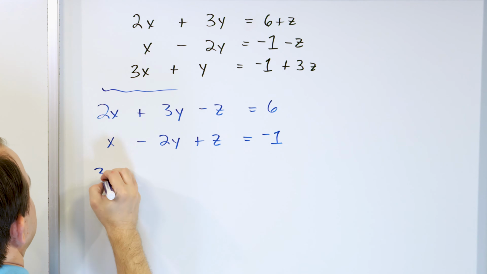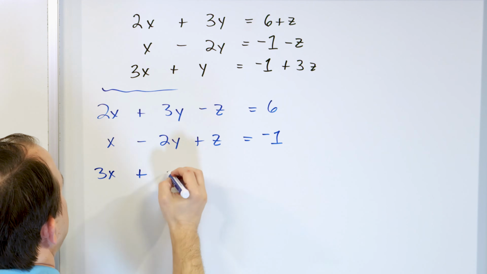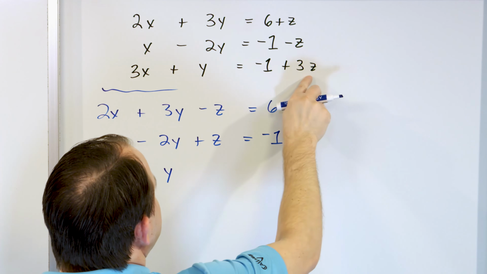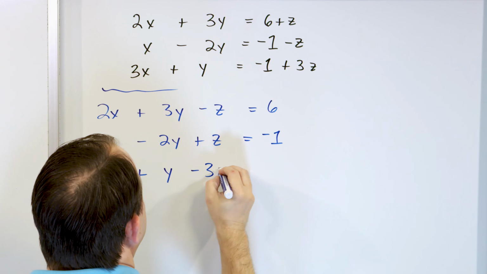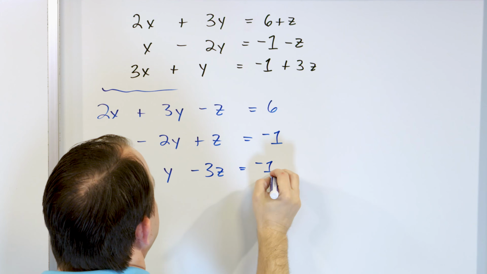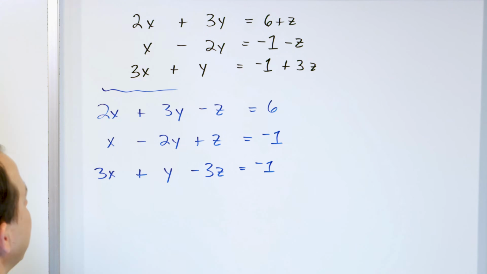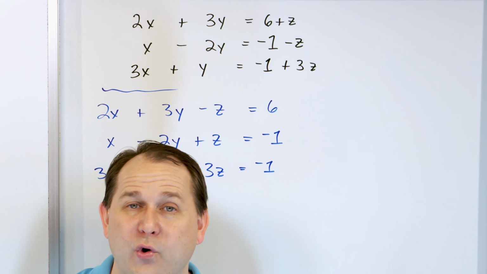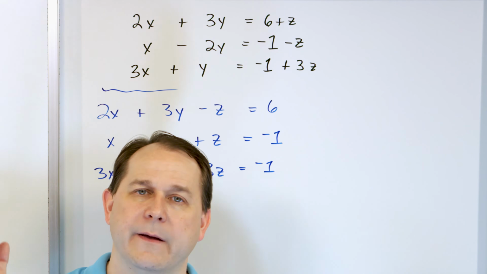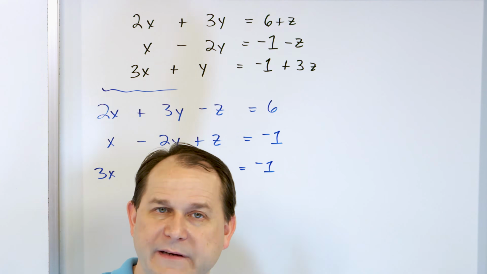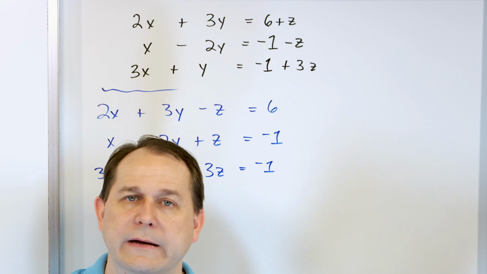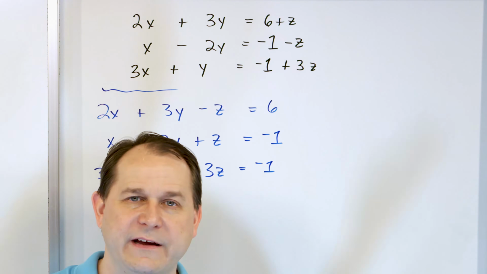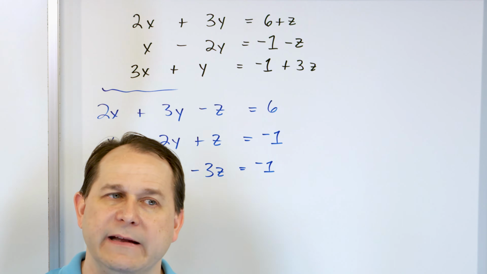Finally, I'll have a 3x plus y, and I have a 3z. Let me subtract the 3z on the left, and on the right I'll have that -1. I just subtract 3z from both sides. Now this set of equations looks exactly, or at least it's cast in the same form as everything we've already seen. Something times x plus something times y plus something times z equals a number. That's what you want. If you're given some weird randomization of things, put it all into the common form.